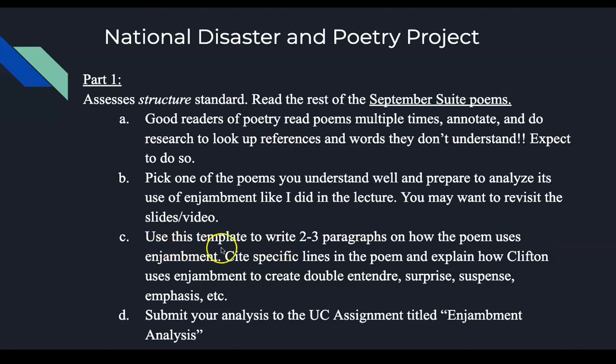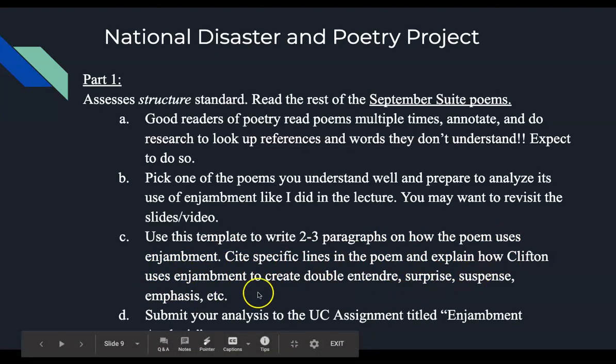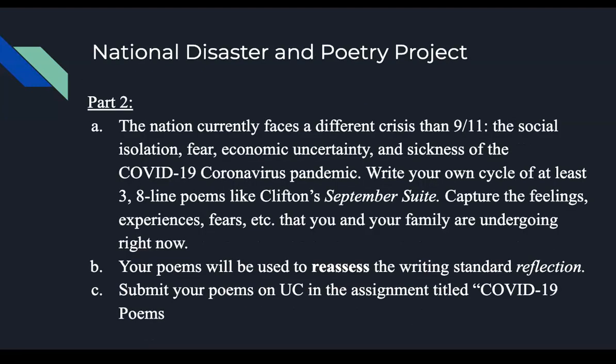Then it says use this template. There will be a link to a template with an example on it in there. Use the template to write 2 to 3 paragraphs on how the poem uses enjambment, cite specific lines in the poem, and explain how Clifton uses enjambment to create these tools. Lastly, you'll submit your analysis to the UC assignment titled Enjambment Analysis. Part 2 is fun. I think this is where we get to get a little creative. I'm looking forward to reading what you write.